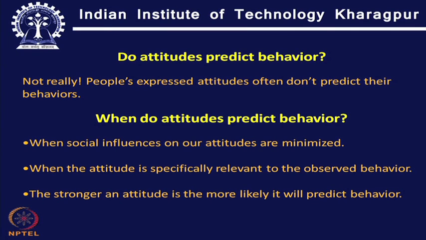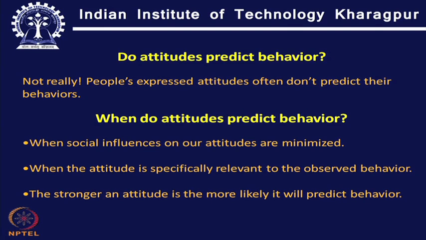Do attitudes predict behavior? It's not always true. People's expressed attitudes often don't predict their behaviors. When do attitudes predict behavior? When the social influences on our attitudes are minimized, and when the attitude is especially relevant to the observed behavior. The stronger an attitude, the more likely it will predict behavior.